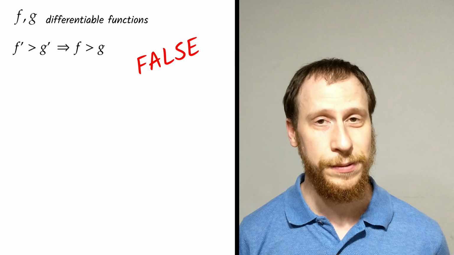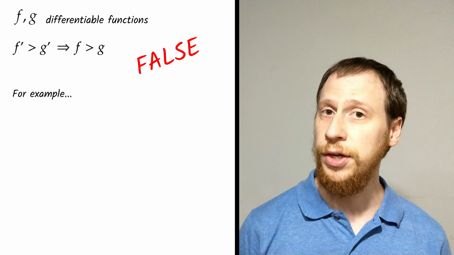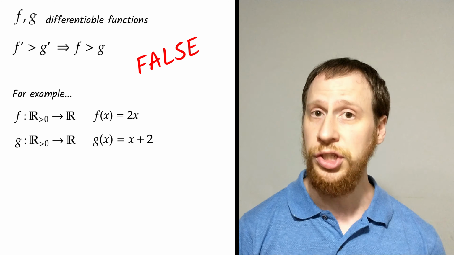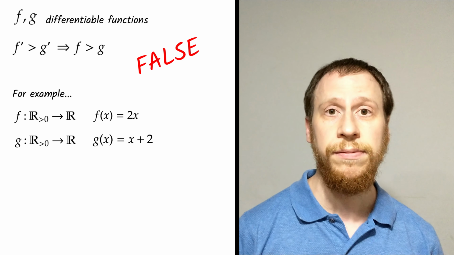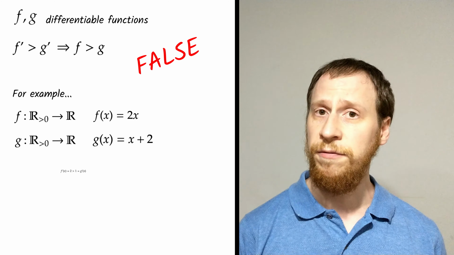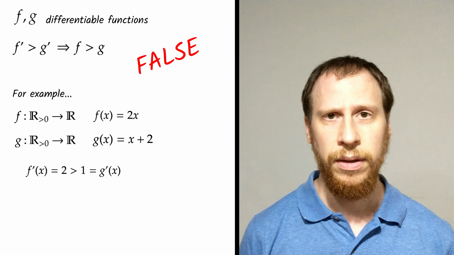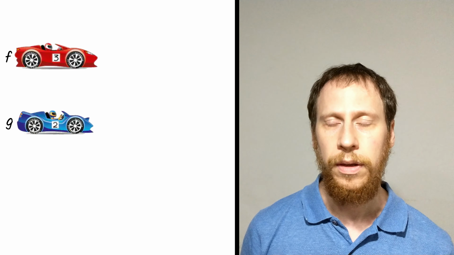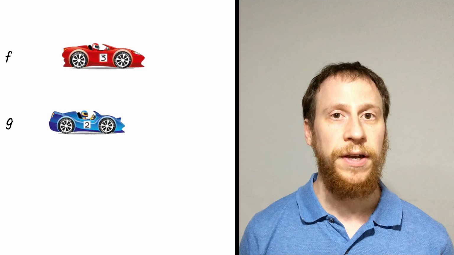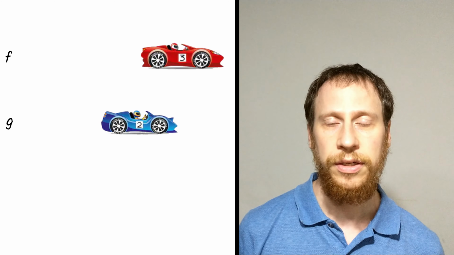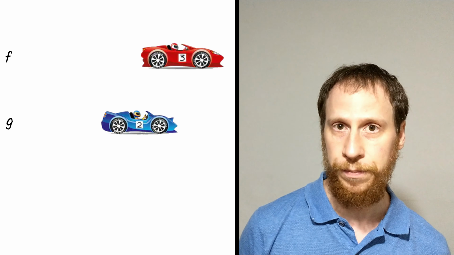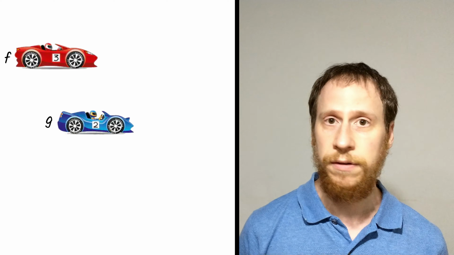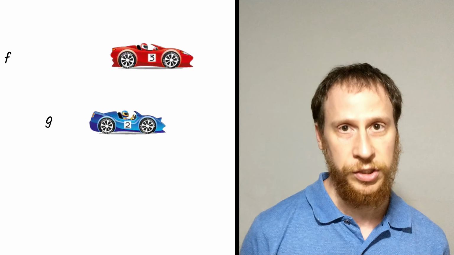This statement is false. We could simply consider the function f equals x and the function g equals x plus 2 over the positive real numbers. We know that f prime is always greater than g prime, but f of 1 equals 2 and g of 1 equals 3. Now, imagine that f and g represent the position of two racing cars. Then this statement would say that if f is always moving faster than g, then f is always ahead of g. But this isn't true. It depends, for example, on the starting point of each car.